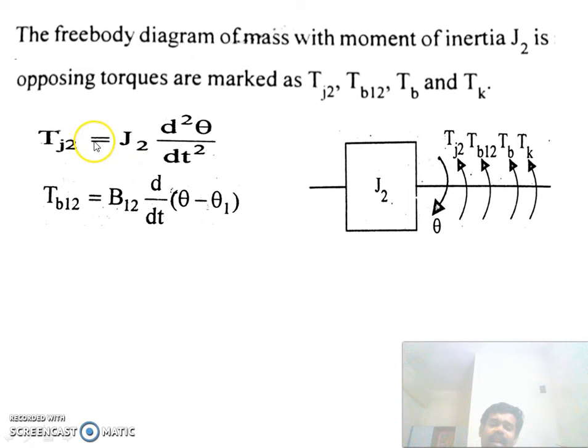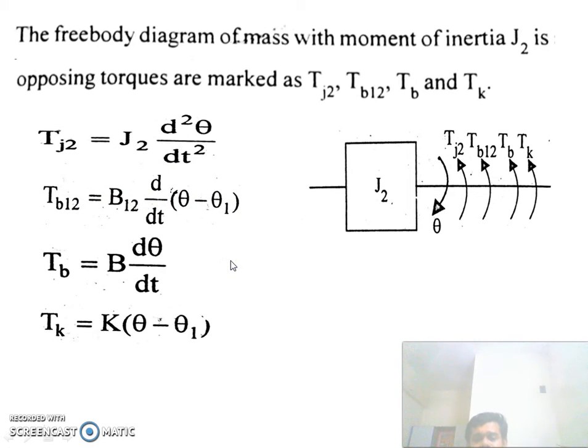Why? Because while considering J1, we have to take the displacement of J1 first. Here we are taking J2, and the displacement of J2 is theta, so we have to take theta first. So we get TB12 equal to B12 into d by dt of theta minus theta 1. Then TB is equal to B into d theta by dt. Then the opposing torque due to the spring K is TK equal to K into theta minus theta 1.